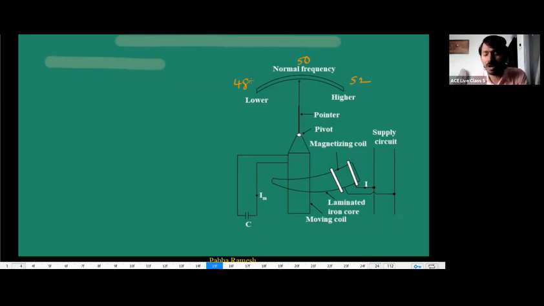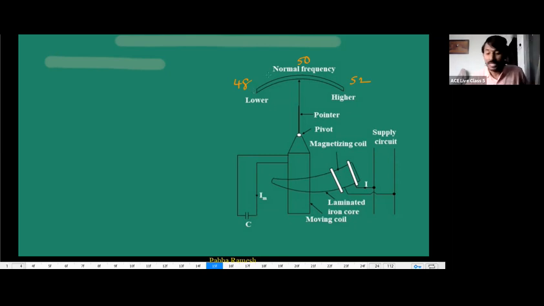Generally, frequency will not vary more than this range. Yes or no? Our India frequency is 50. But do you see variations like 40 hertz, 20 hertz? No. 50 means plus or minus 0.5, plus or minus 1 maximum. So therefore, 50 to 52 and 50 to 48 I'm taking.